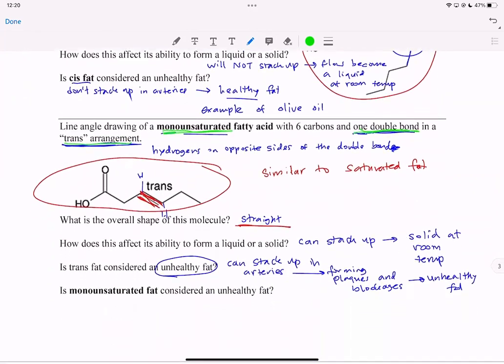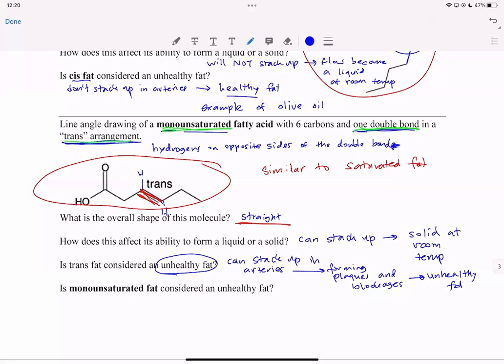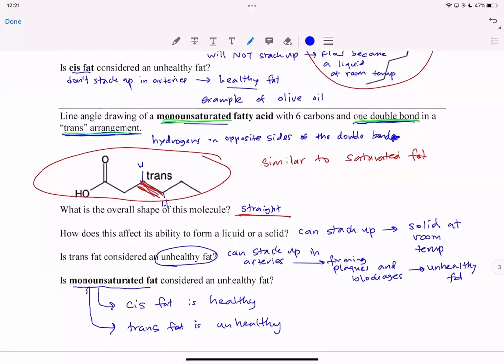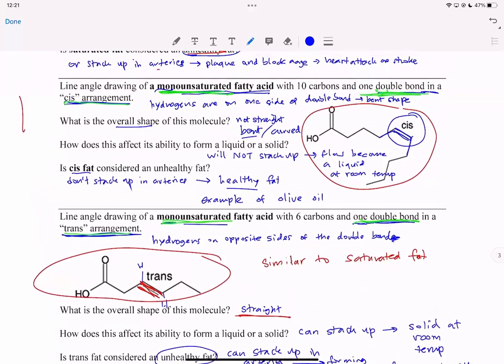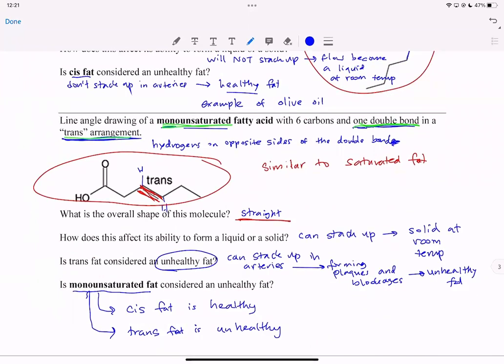And so because of the difference, we cannot say that any monounsaturated fat is an unhealthy fat. So we know that the cis fat is a healthy fat. Why it's healthy is because it's bent, okay? And that bent shape doesn't stack up. Compared to the trans double bond, a trans fat is unhealthy. And the reason why it's unhealthy is because there's an overall straight shape, and that can stack up. So going back, I'll let you write all that down.